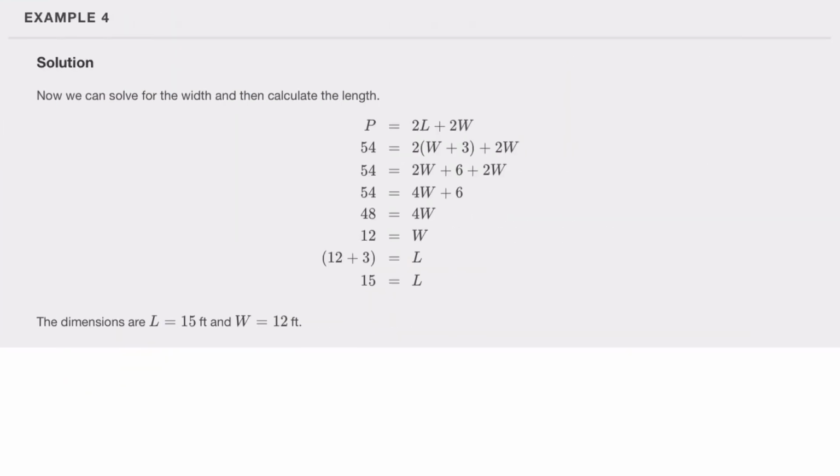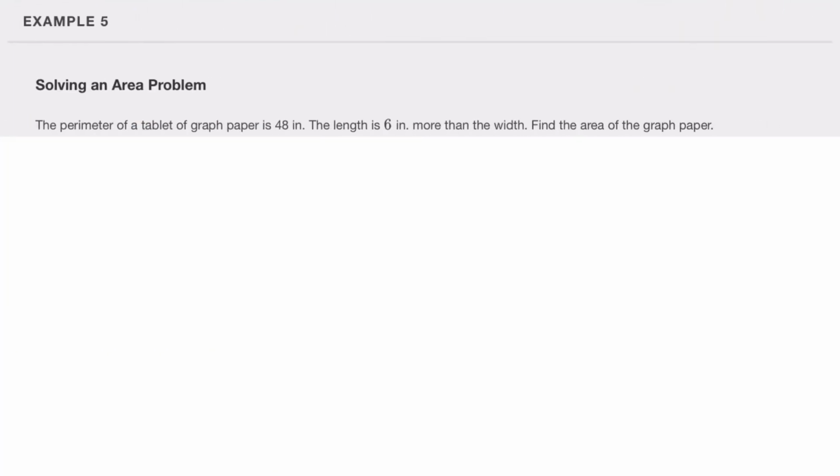12 by 15 feet. I think we got one or two more. The perimeter of a tablet of graph paper is 48 inches. The length is 6 inches more than the width. Find the area of the graph paper. So we're working with some paper.